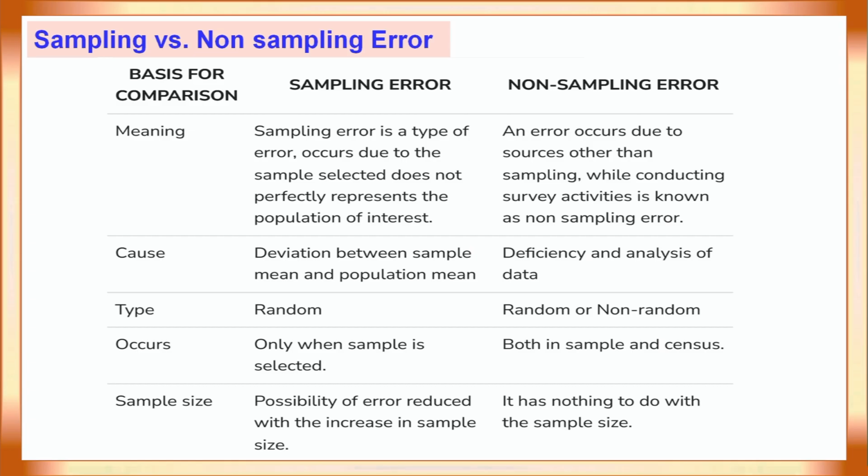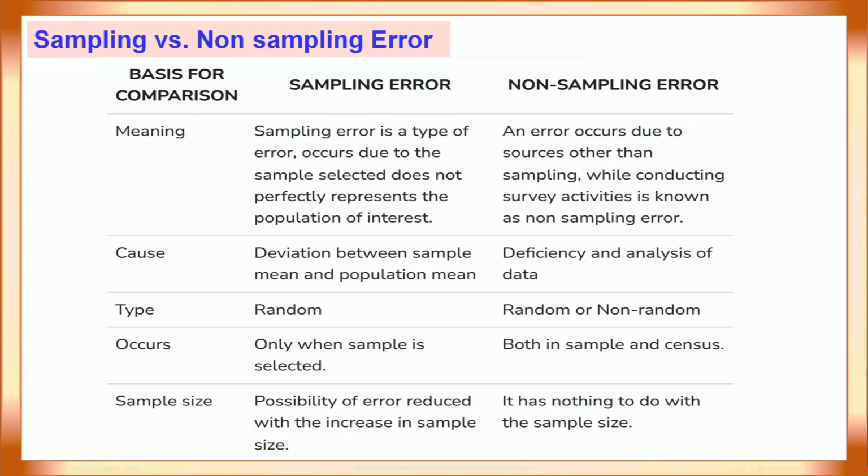Non-sampling error occurs because you are using a faulty instrument, or because of a fault on the part of the respondent, a fault on the part of the interviewer, or a fault in the questionnaire. What are the causes? In case of sampling error, it is the deviation between the sample mean and population mean. In case of non-sampling error, it is the deficiency at the data collection stage or at the analysis of the data.